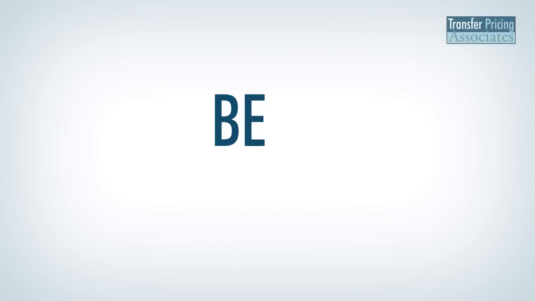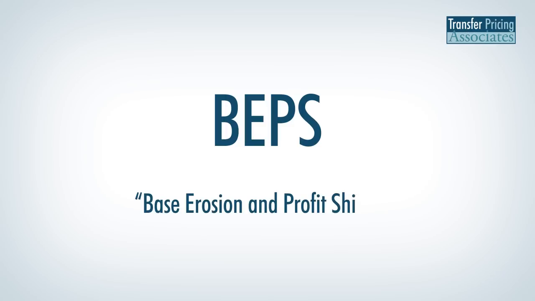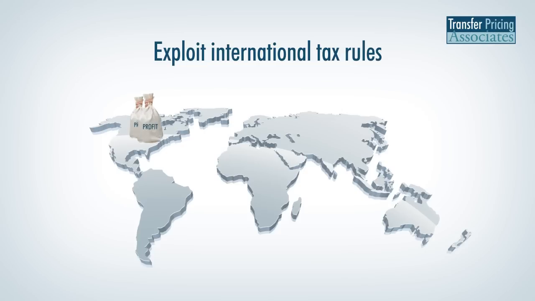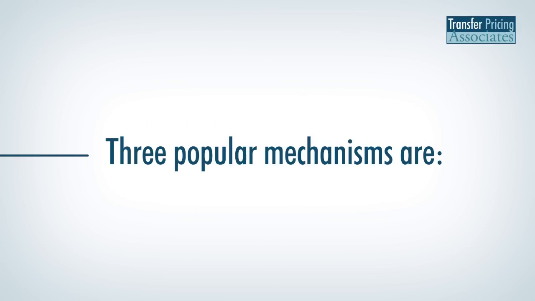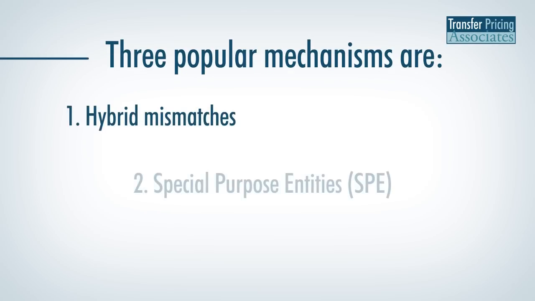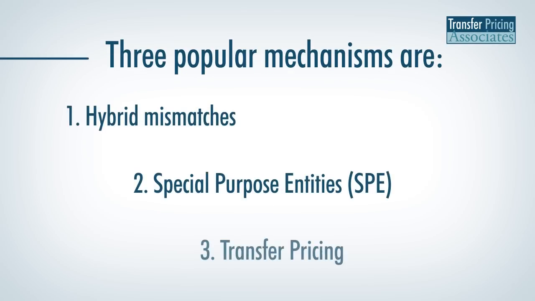Base erosion and profit shifting, often referred to as BEPS, designates a situation in which firms transfer profits from a high-tax jurisdiction to a low-tax jurisdiction. BEPS exploits loopholes in the international tax rules that were set in place in order to ensure that companies are not subject to double taxation when they operate across borders. Three popular mechanisms leading to BEPS are hybrid mismatches, special purpose entities, and transfer pricing.